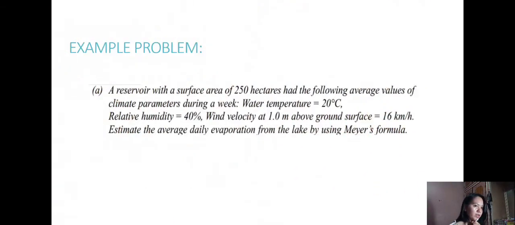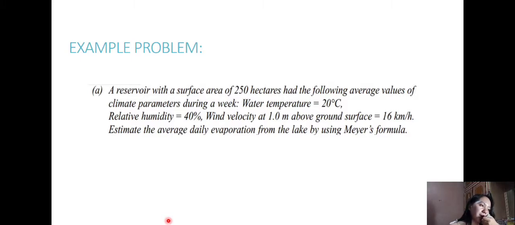So now that we're done discussing the empirical equations, let's try an example problem. A reservoir with a surface area of 250 hectares had the following average values of the climate parameters during a week.